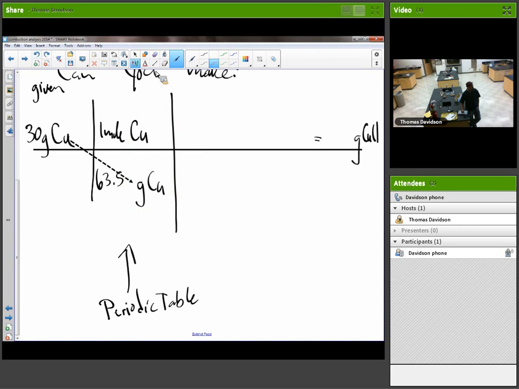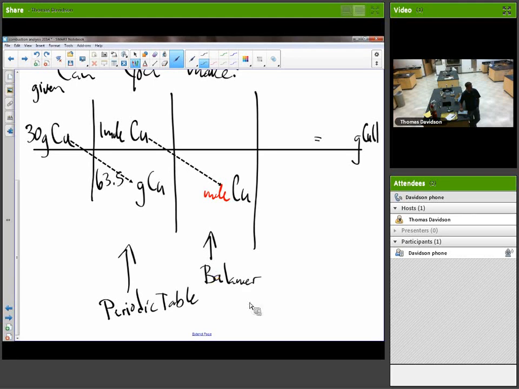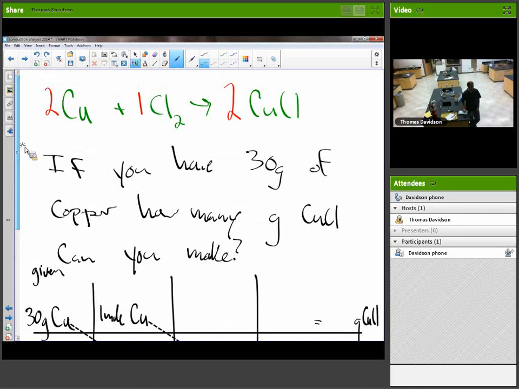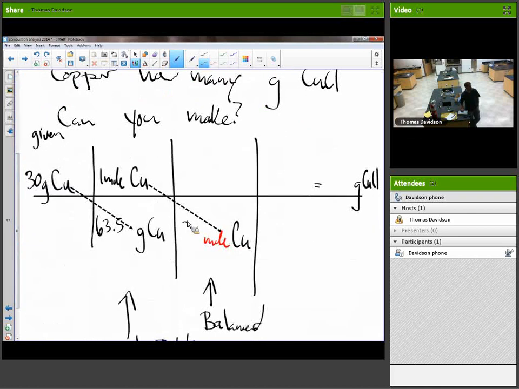All right, now, remember, the picket fence is based on the fact that whatever unit is here goes down there. So, what unit is down here? Mole of Cu. All right, now, I need to come up. This one I find in my balanced reaction. So I scroll up. What is in front of Cu? Just the Cu. A 2. So I'm going to put a 2 moles of Cu.